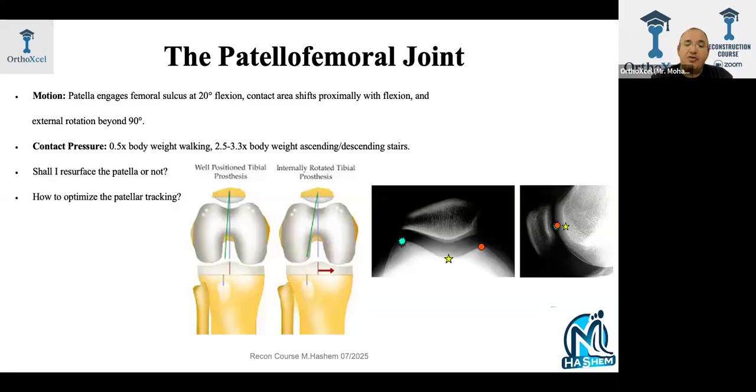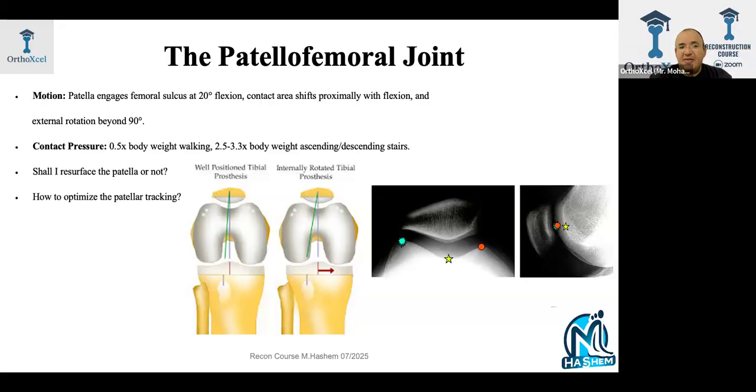The contact pressure at the patellofemoral joint is a very important point to understand, because any mistake during your total knee replacement which ends in misalignment of your patellofemoral joint will end in anterior knee pain, and this is one of the commonest causes the patient will come back to you with. The contact pressure is about half of the body weight when you're normally walking, and it goes up to 2.5 to 3.5 times your body weight if you're ascending or descending stairs, especially descending. And that's why the patient with patellofemoral arthritis commonly complains of pain while going downstairs.